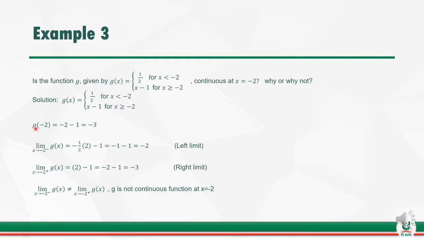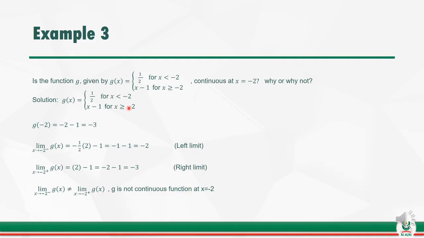When x is equal to minus 2, we have x minus 1. Where we have x, we put minus 2. We have minus 2 minus 1, which is equal to minus 3. That's how we get this. That is, g at point x is equal to minus 2 exists and gives us minus 3. That's one condition. We satisfy one condition. Let's get the second condition.